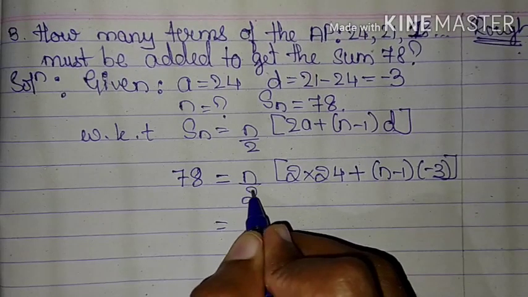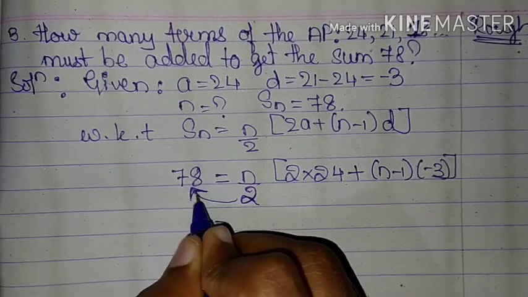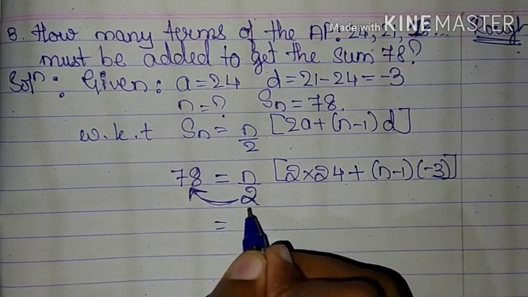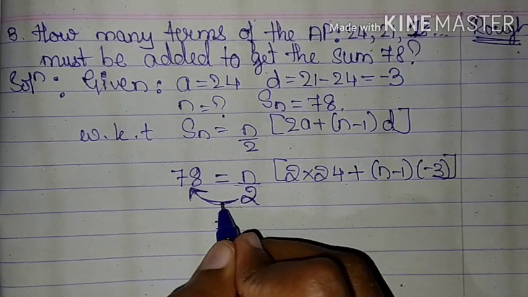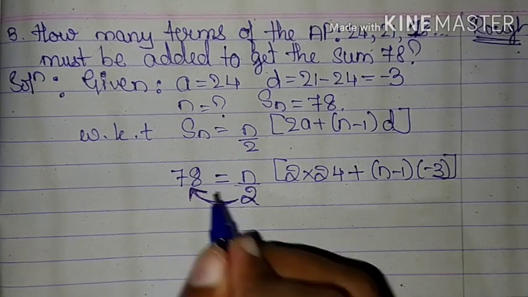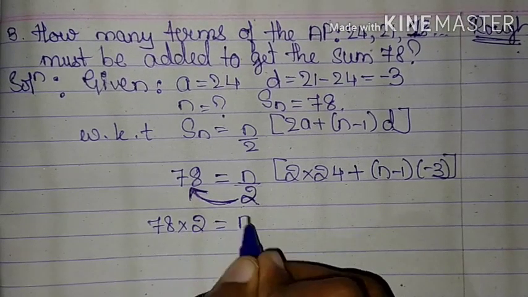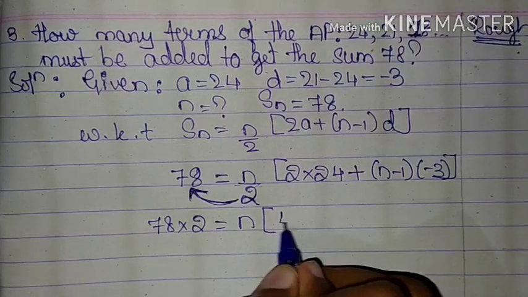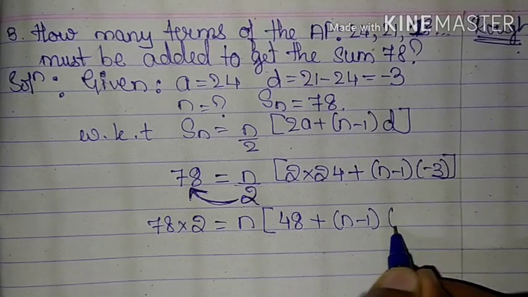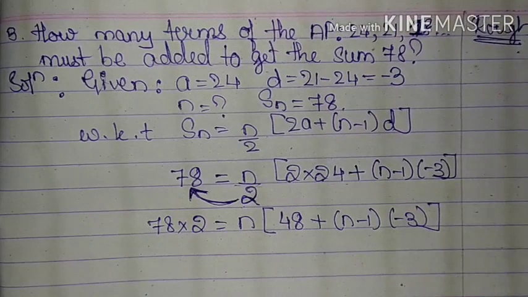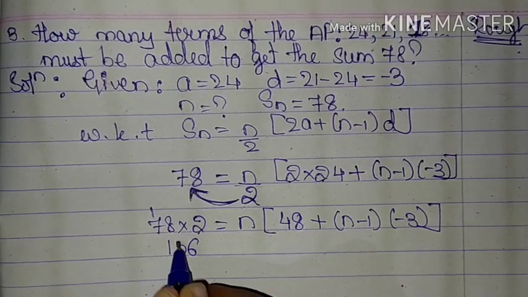Now the 2 which is in the denominator here, if I transfer it to the left side of the equation, it will be multiplied because it is divided here, it is in the denominator. If I transfer it to the left hand side of the equation, then it will be multiplied. We get 78 into 2 equals n into 2 into 24, that is 48, plus n minus 1 into minus 3. 78 twos are, 2 eights are 16, 1, 2 sevens are 14, 1 is 15.